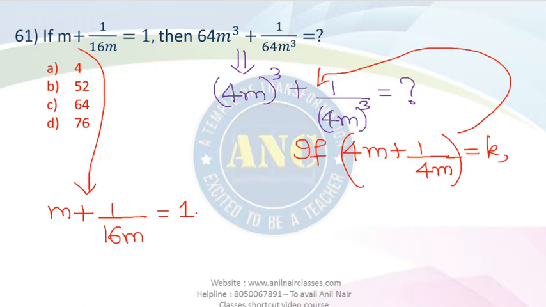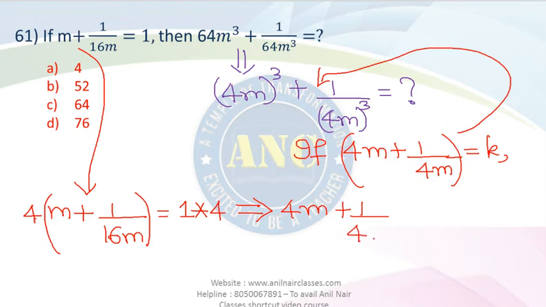Very simple. I want the coefficient of m to be 4. But here it is not 4. Make it 4. Make the entire left hand side get multiplied by 4, and simultaneously multiply the right hand side also by 4. So this entire thing becomes 4 into m, it is 4m, plus 4 into 1 by 16, it is 1 by 4m. Now I know the value of 4m plus 1 by 4m equals 1 into 4, that is 4. I know this particular value.